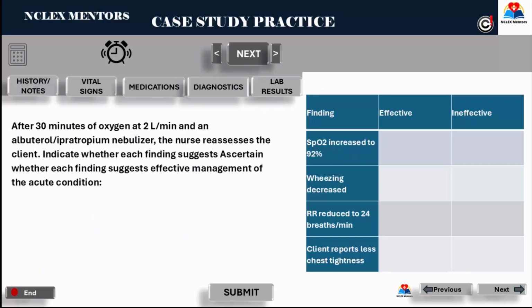Question 6. Evaluate outcomes, matrix. After 30 minutes of oxygen at 2 L/min and an albuterol ipratropium nebulizer, the nurse reassesses the client. Indicate whether each finding suggests effective management or ineffective management of the acute condition. SpO2 increased to 92%, wheezing decreased, RR reduced to 24 breaths per minute, client reports less chest tightness. Pause and reflect on each outcome. What would show improvement?